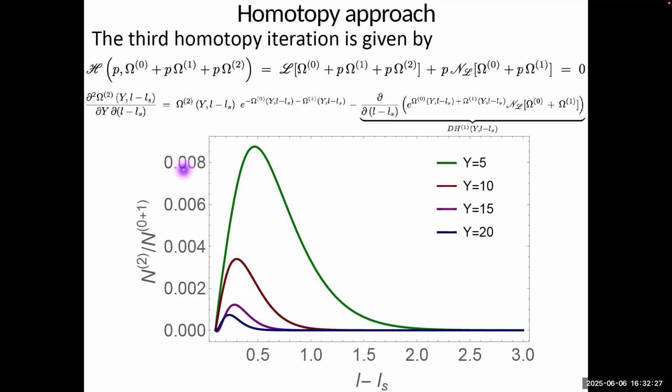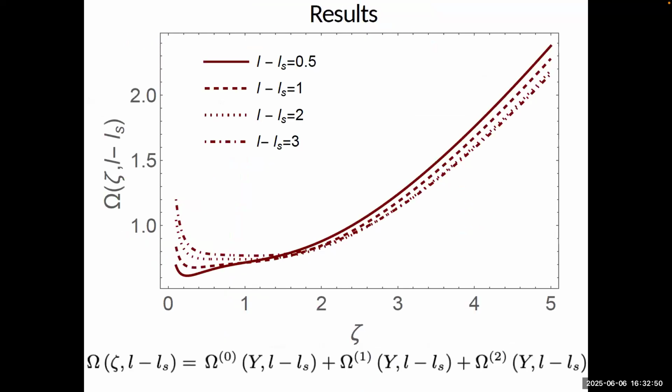And again, I apply this method and compute the third iteration. This formula for omega 2 is again complicated. I solve it numerically, and we see it is even smaller. So with that, we can show that the corrections are very small. I didn't do all the iterations, but we expect that omega 3 and so on will be small. And finally, I will show you some final results.